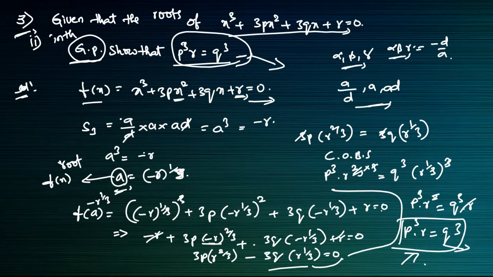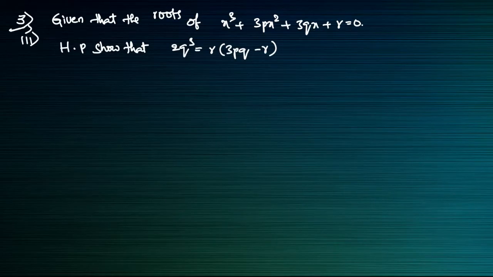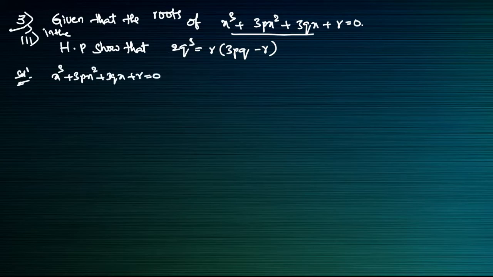Now moving to the next question, the third one. The third question is given that the roots of this equation are in HP. So the solution will be: given the equation x cube plus 3p x square plus 3q x plus r is equal to 0. So this is f of x. He is saying that the roots of this one are in HP.